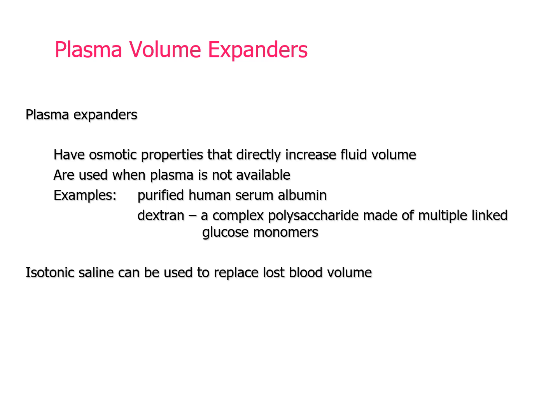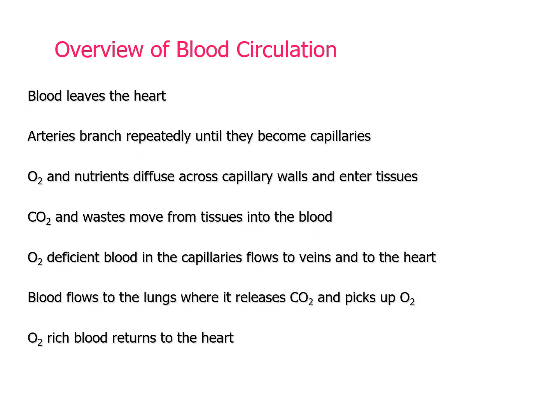Plasma expanders have osmotic properties that can help increase fluid volume. Plasma expanders include human serum albumin or dextran, which is a solution of glucose, and that can pull some fluid from the tissues into the vasculature due to its osmotic properties. And so that's one way of volume expansion that is potentially used.